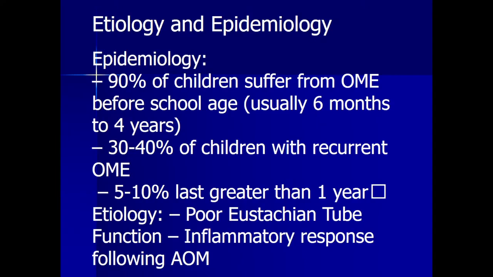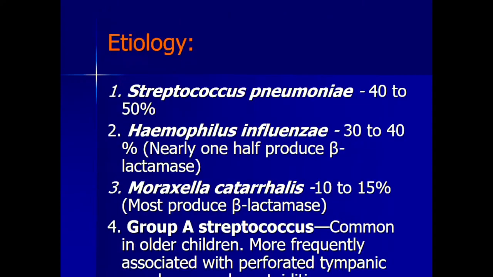Etiology: poor eustachian tube function, which leads to the spread of infection from the nasopharynx and an inflammatory response, followed by acute otitis media. The more common microorganisms which may cause acute otitis media are Streptococcus pneumoniae, Haemophilus influenzae, Moraxella catarrhalis, and group A Streptococcus, common in older children, more frequently associated with a perforated tympanic membrane.